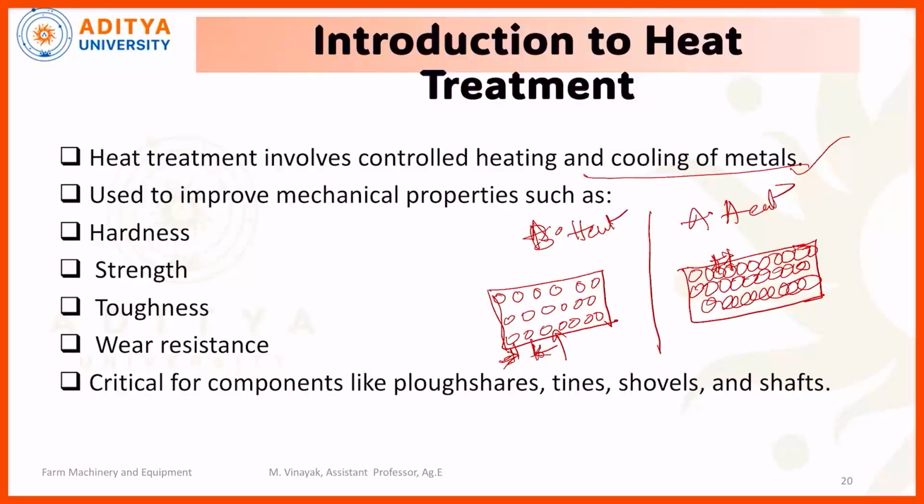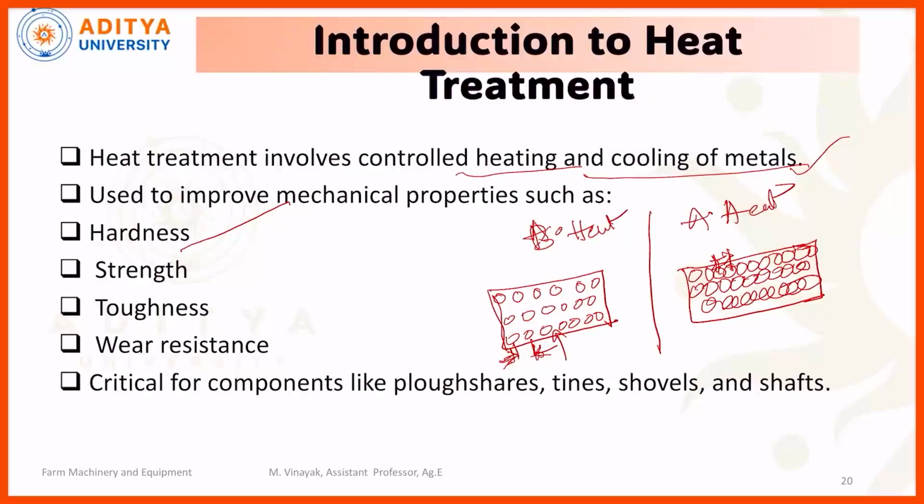Here we clearly see the distance between the two molecules is much more compared to after completion of the heat treatment process. So the heat treatment process is nothing but controlling the heating and cooling of the material. Next, why are we going for the heat treatment process?